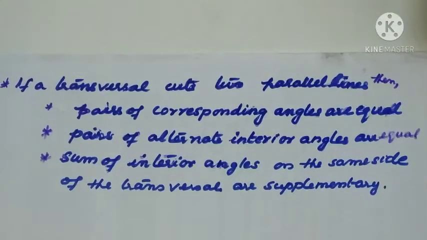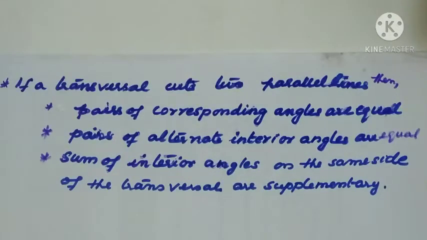We have learned about the properties of the lines when a transversal cuts two parallel lines. What are the properties? Pairs of corresponding angles are equal, pairs of alternate interior angles are equal, and the sum of the interior angles on the same side of the transversal is supplementary. Once again, pairs of corresponding angles are equal, pairs of alternate interior angles are equal, and the sum of the interior angles on the same side of the transversal is supplementary.